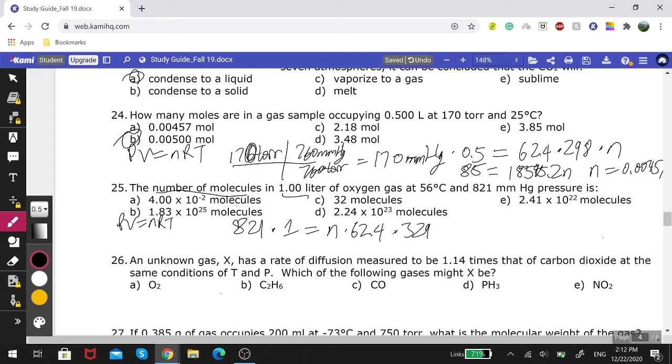And we'll do that. 821 is equal to 62.4 times 329, 20529.6 x. We divide both sides by that number. 821 divided by 20529.6 gives us 0.03999 molecules.